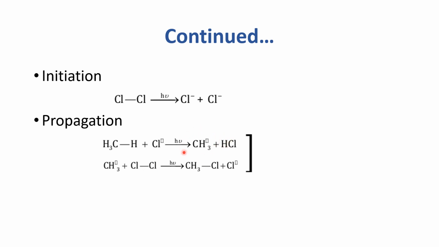Then that methyl free radical will react again with a chlorine molecule and form methyl chloride and a chlorine free radical. And the last step would be termination, in which the methyl free radical combines with a chlorine free radical to form methyl chloride.